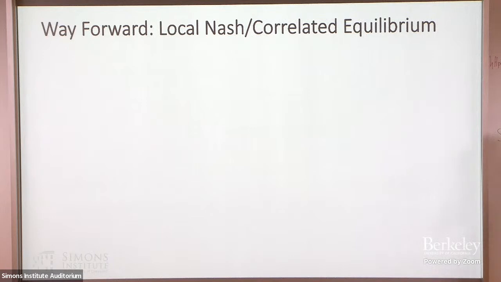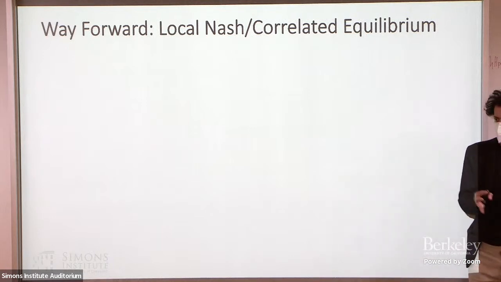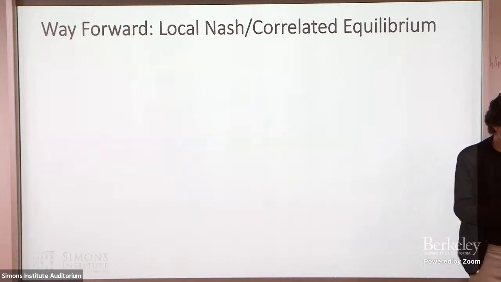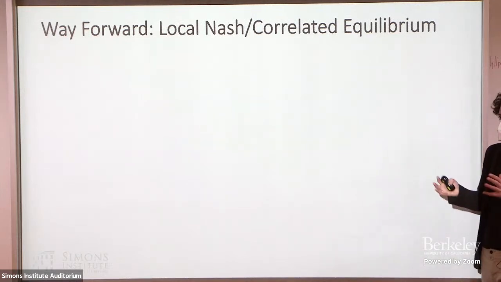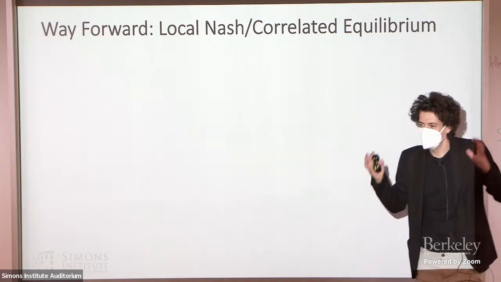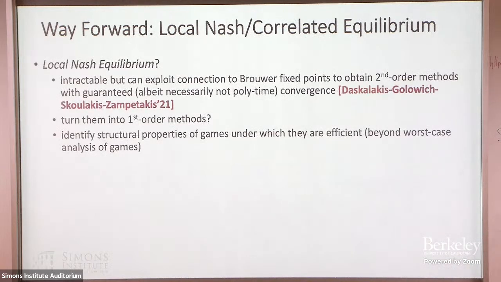Continuing in the same vein from the previous hour: what will become of local Nash? It's intractable, but as I was saying, you can exploit this connection to Sperner and the types of algorithms that solve Sperner to construct these second-order methods. These second-order methods use the Hessian, and if the Hessian is smooth, maybe you can expect that in reasonable scenarios this method may work well.